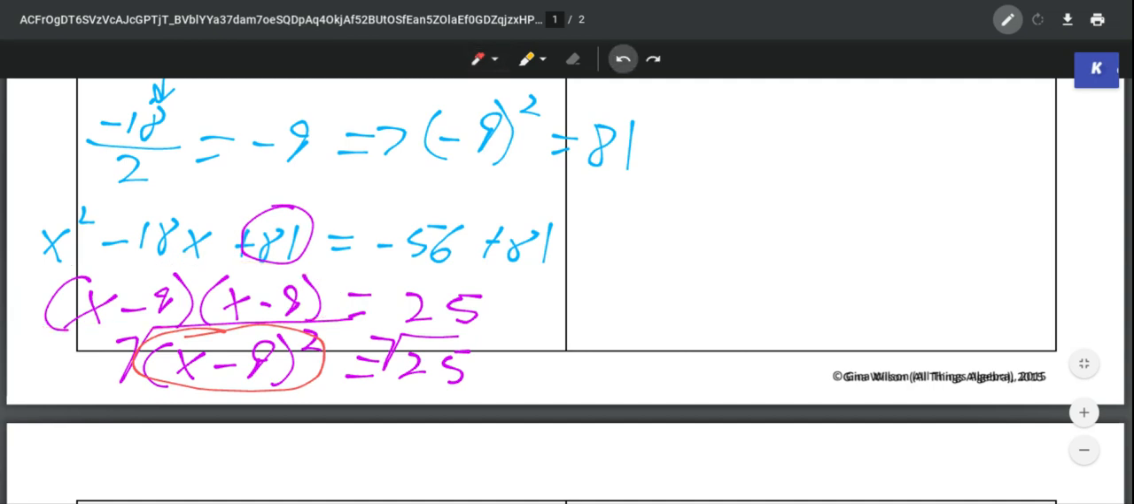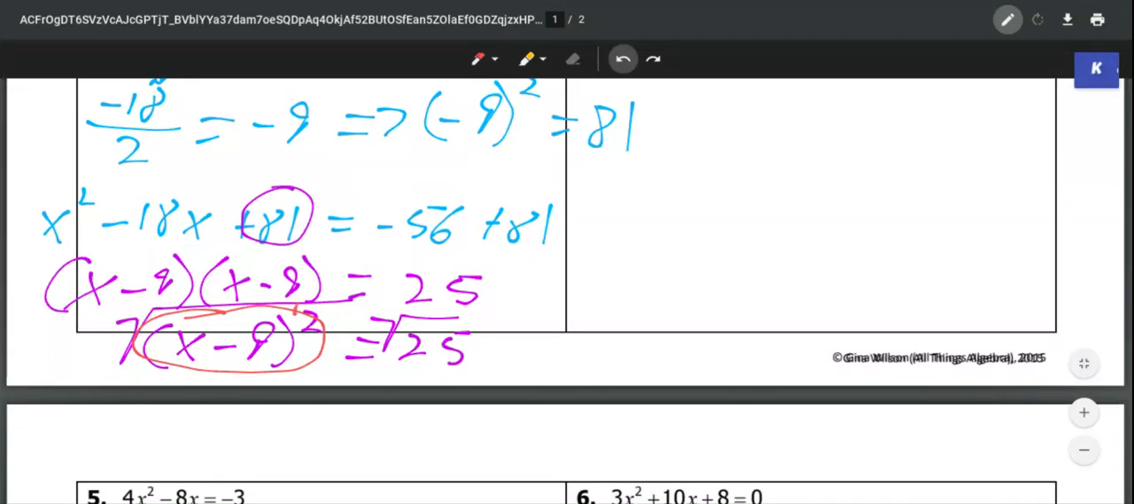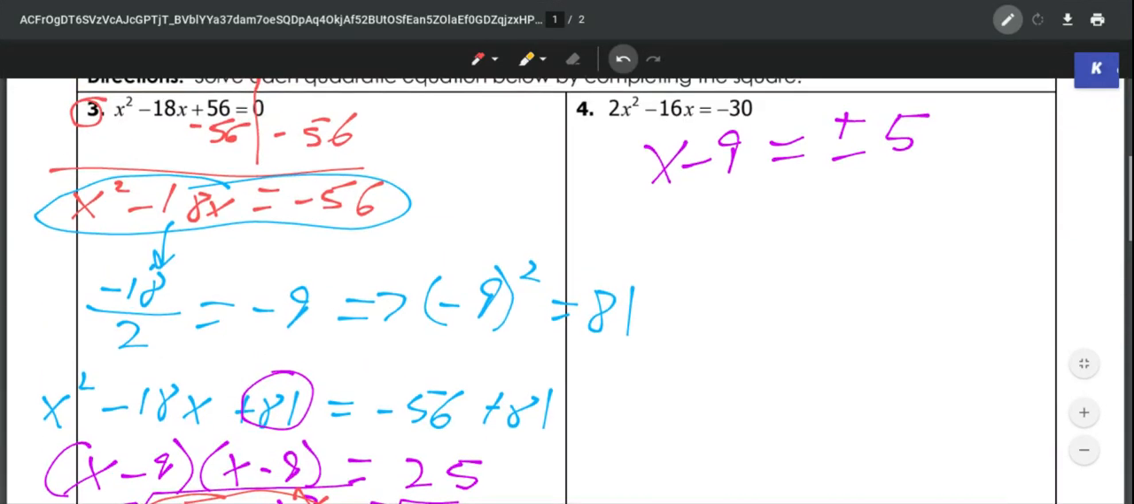We just rewrite that entire thing squared so we can take the square root of both sides. And that leaves us with, it cancels out our exponent of 2. It leaves us with x minus 9 is equal to plus or minus 5. And then to solve this, we need to solve for x. So we would add 9 to both sides.